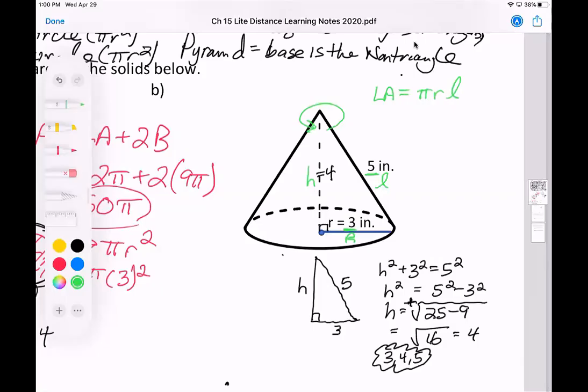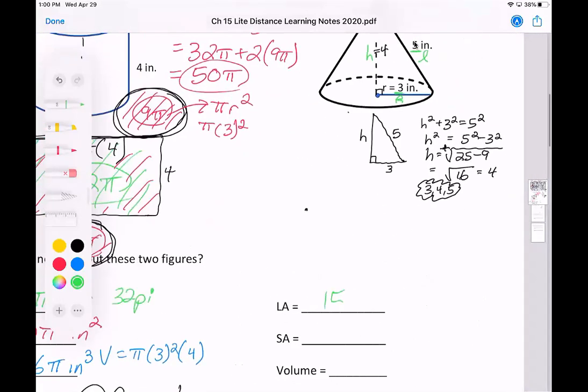To find the lateral area, we're going to do pi times the radius, which is 3, times the slant height, which is 5. So we'd get 15 pi. So the lateral area is 15 pi, and the units would be, again, square inches. It's area, so it's squared units.